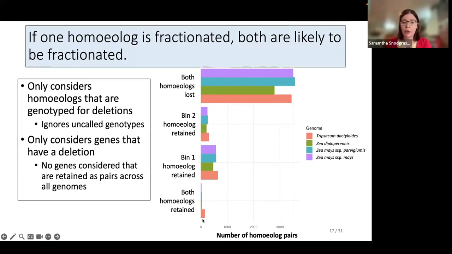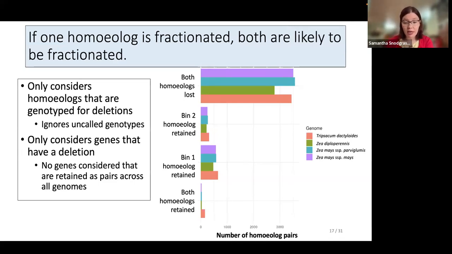And then finally, this last category where we're talking about both homologs being retained. This is a little misleading in that we are only looking at homologs in this graph that have at least one deletion called within them, or at least fractionated in one of these genomes in one of these bins. So when we look at genes that have no deletion calls or no fractionation in any of the genomes, they would not be included here. If we were to include them, I would suspect that they would greatly inflate the number within this category.